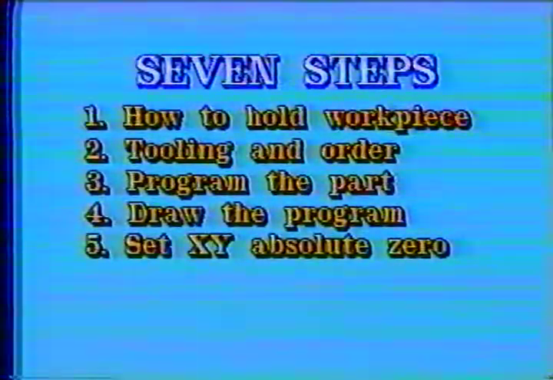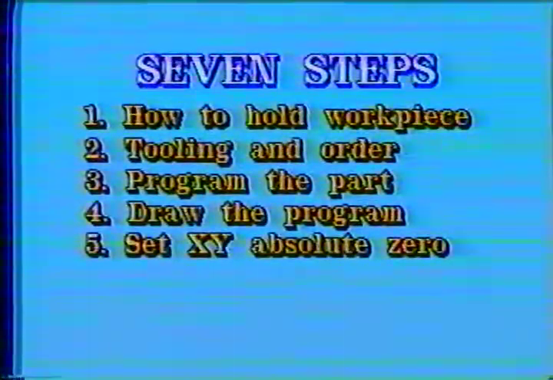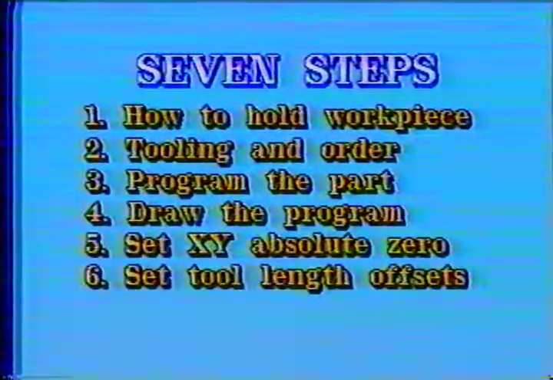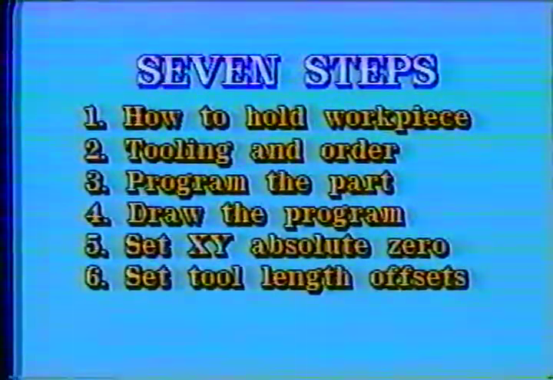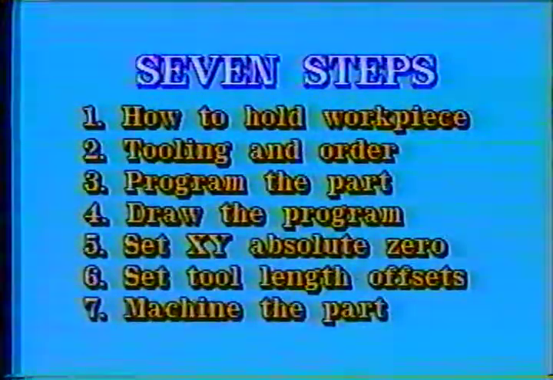or setting absolute 0 on the workpiece with an edge finder or an indicator. The 6th step is to do the tool length offsets, and that's to describe to the control the distance from the bottom of the tool to the top of the workpiece for each separate tool. And then finally to machine the workpiece.